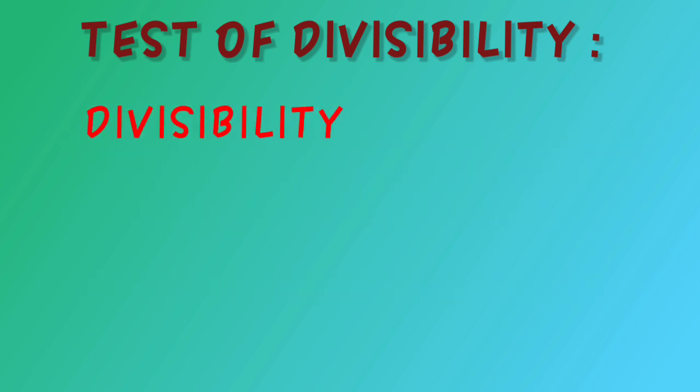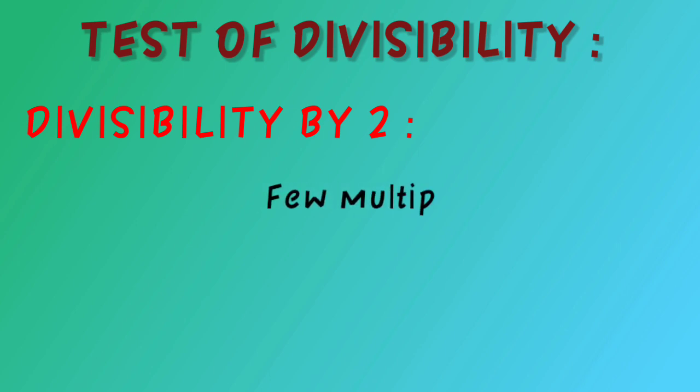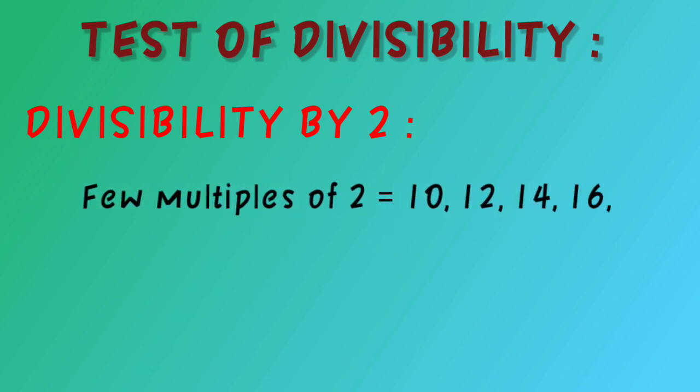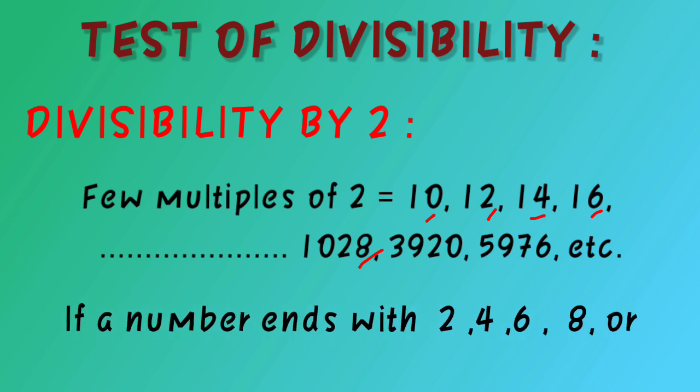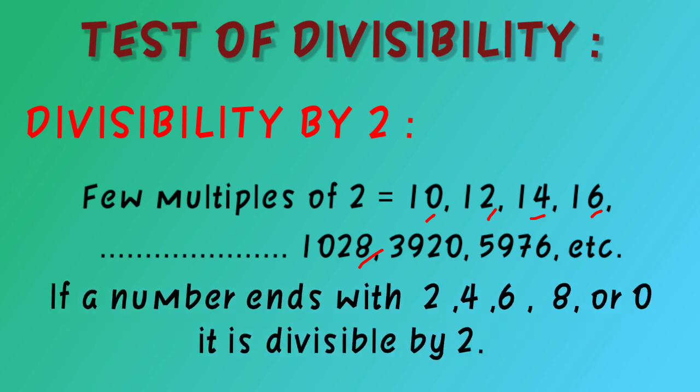First we will learn about divisibility by 2. Let's take an example. If I write few multiples of 2 like 10, 12, 14, 16 and also some numbers like 1028, 3920, 5976 etc. See, we know that these are the multiples of 2. मतलब ये सारे numbers 2 से divide होते हैं. But did you notice something? All the numbers have 0, 2, 4, 6, 8 digits in its ones place. Hence, we conclude that if the number ends with 2, 4, 6, 8 or 0, it is divisible by 2.